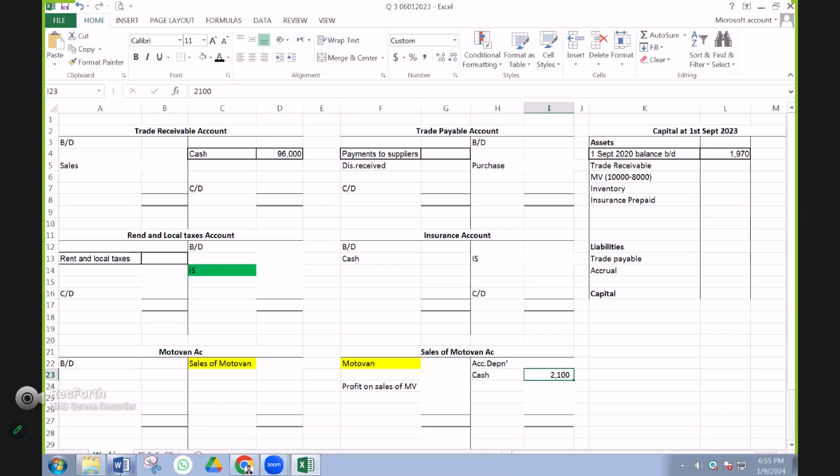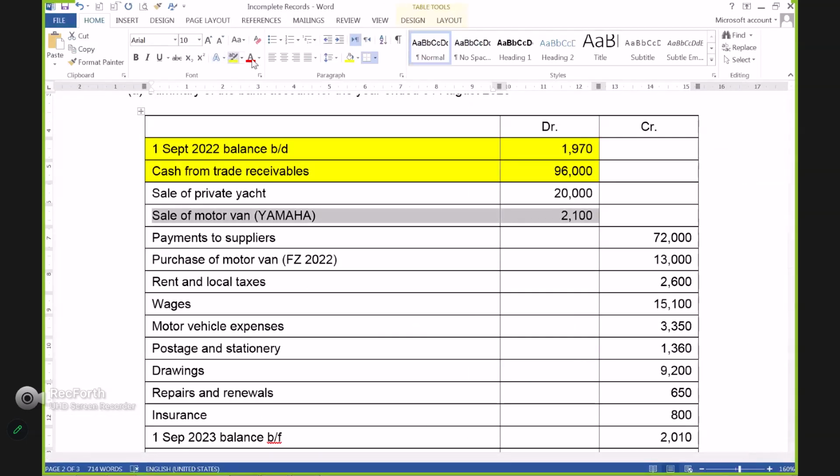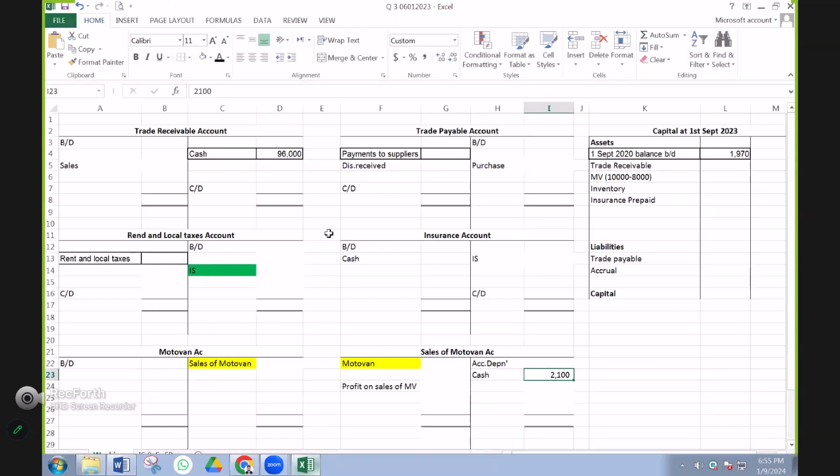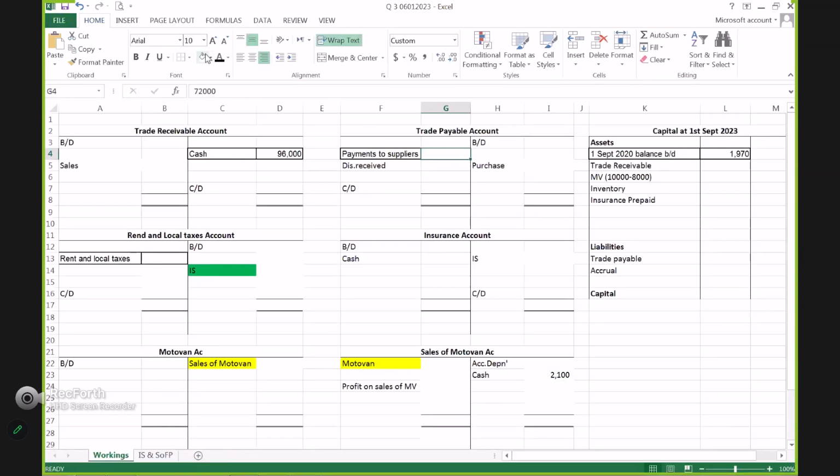Sales of motor van. Next one, payment to suppliers. What is the double entry for the payment to suppliers? When you are paying the suppliers, the suppliers account, the payable account, is debited and the bank account is credited. So here, payment to suppliers in the payable ledger is debit.